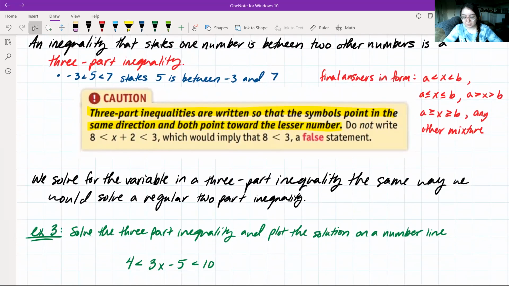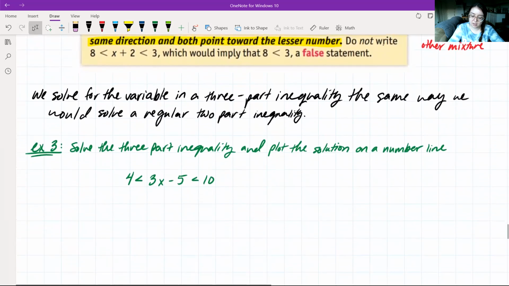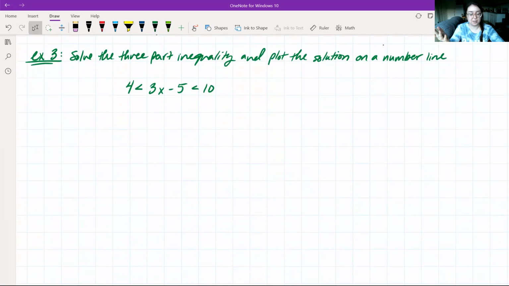But what really happens is that we solve for the variable in a 3-part inequality the same way we would solve a regular 2-part inequality. So example 3. We want to solve the 3-part inequality and plot the solution on a number line. Just like in our last section, we're going to detail 2 separate methods to do this: method 1 and method 2.